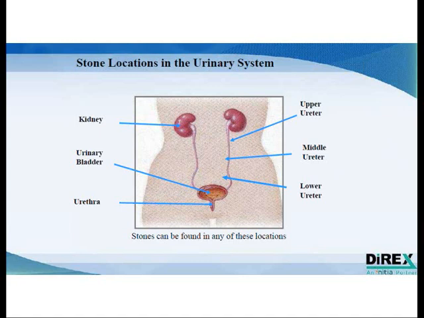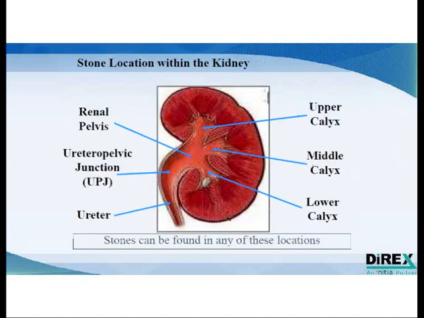Here's another, more detailed explanation of the urinary system. The ureter itself consists of upper ureter, middle ureter, and lower ureter. The upper ureter is located closer to the back of the patient, and the lower ureter closer to the front of the patient. Most of the stones that you will find are located inside the kidney. Some of the stones then migrate down to the ureter and then down to the bladder.